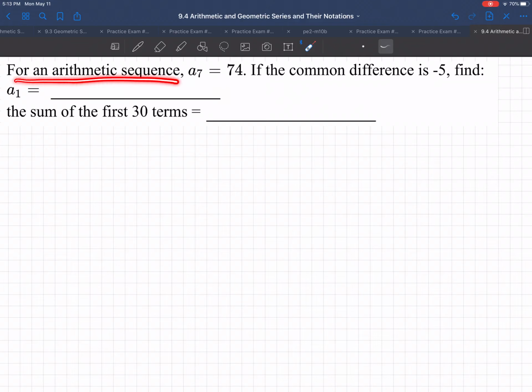For an arithmetic sequence, a sub 7 is 74. If the common difference is -5, find a sub 1 and the sum of the first 30 terms. Okay, so we need two important formulas here.